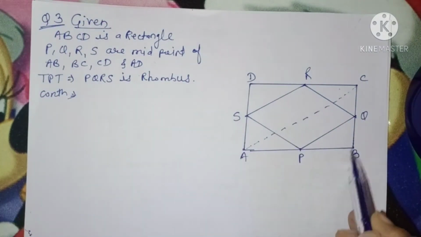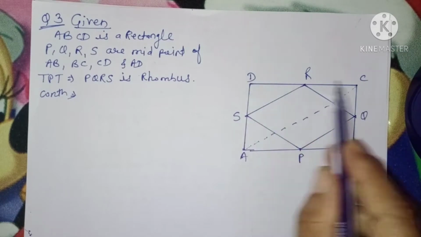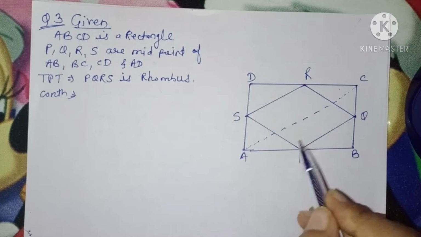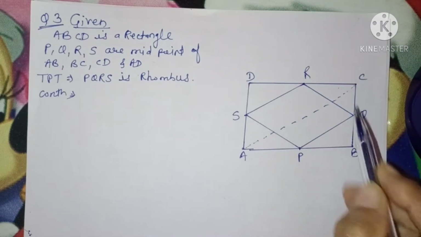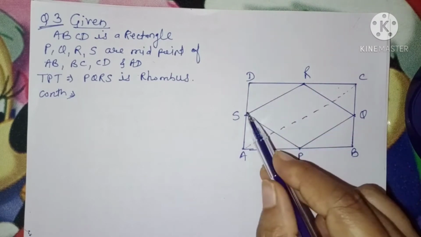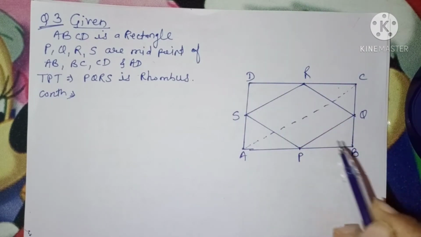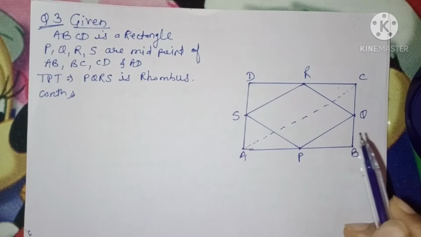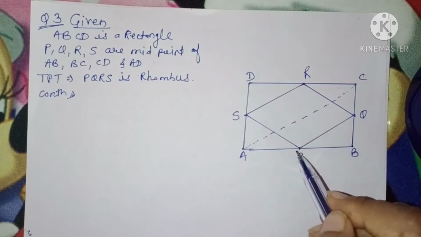What is given? ABCD, एक rectangle given है. So I have drawn the rectangle and P, Q, R, S are the midpoints of AB, BC, CD and AD. And we need to prove PQRS is a rhombus. What is the property of a rhombus? A quadrilateral whose all four sides are equal, isn't it? Then, how to prove that all four sides are equal?